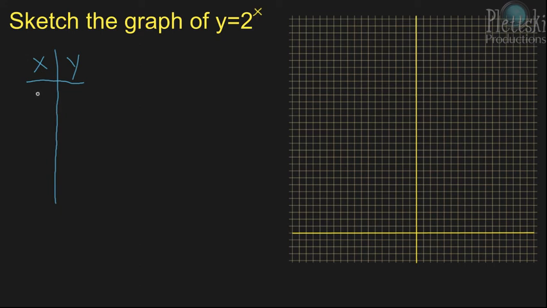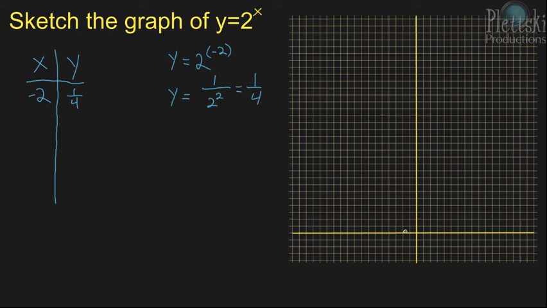So let's say x is -2. Well then the function becomes y equals 2 to the -2 power, which is going to be the same thing as y equals 1 over 2 squared. Because remember, a negative exponent tells you to write the reciprocal and then change the sign of the exponent. So we have 1 over 2 squared, which is 1 over 4. So y equals 1/4. And we can plot that on our graph here.